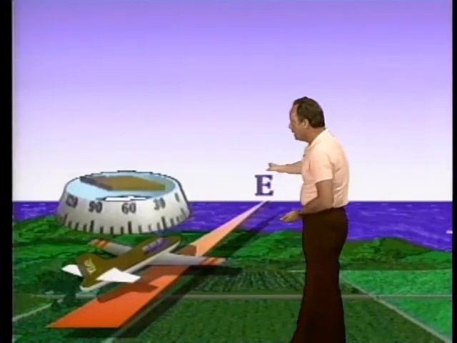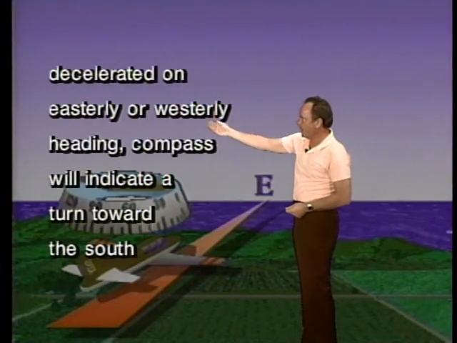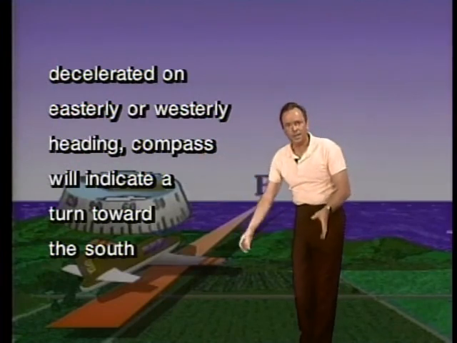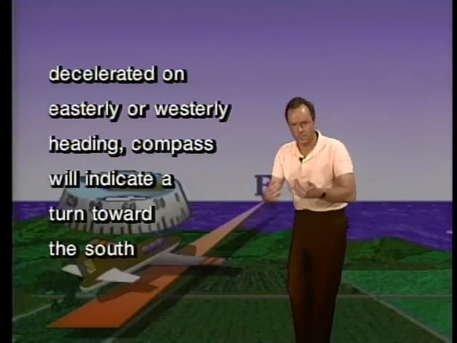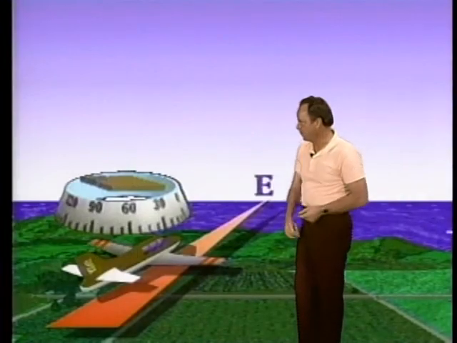Now you're on an easterly or westerly heading again, and here's an example they're going to give to you on the test about this. If you decelerate the aircraft on an easterly or westerly heading, the compass will indicate a turn towards a heading of south. ANDS: decelerate south, decelerate south.